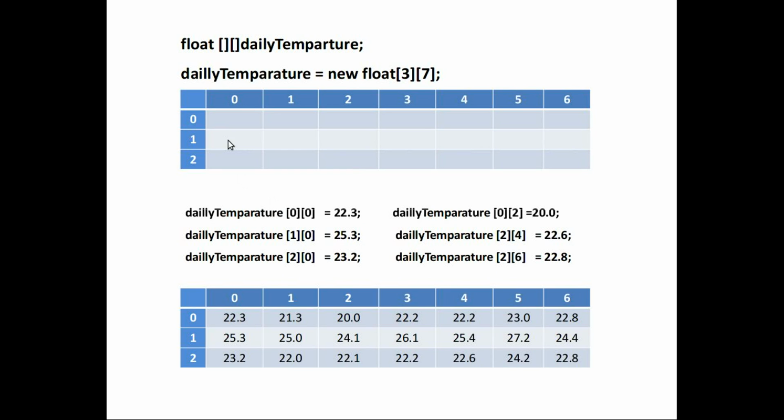25.3, and it's going to go here. That's why we see it fitted here. And then I go here, row 2, column 0, I put in the value 23.2, and I continue doing that every time I want to access a cell. I use the row index and the column index, and I put in a value.